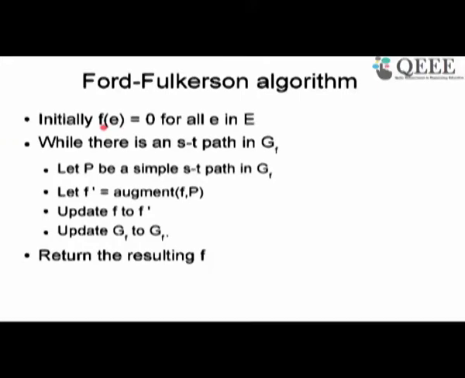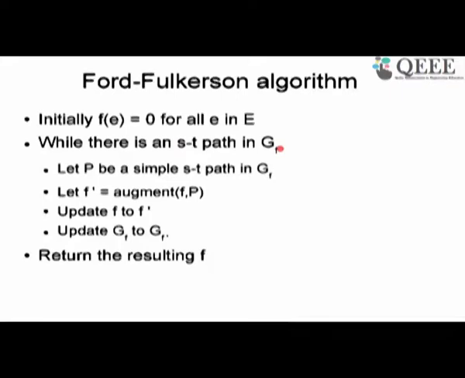So initially we start with flow equal to 0 for all the edges, Fe equal to 0 for all the edges. While there is an s-t path in GF. If you take the flow F equal to 0, then the residual graph GF is equal to the original graph G. That's clear, no? The residual graph GF will be exactly the same as the original graph, so GF is equal to G.